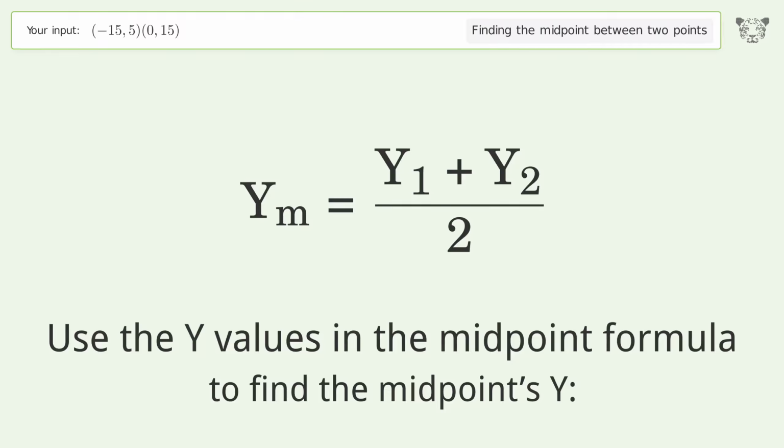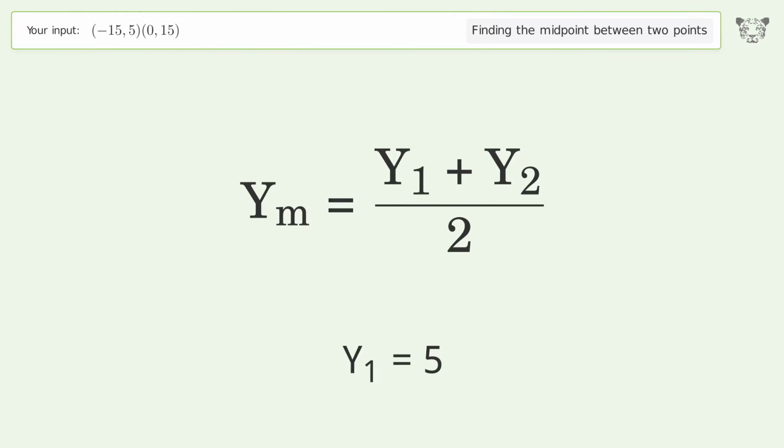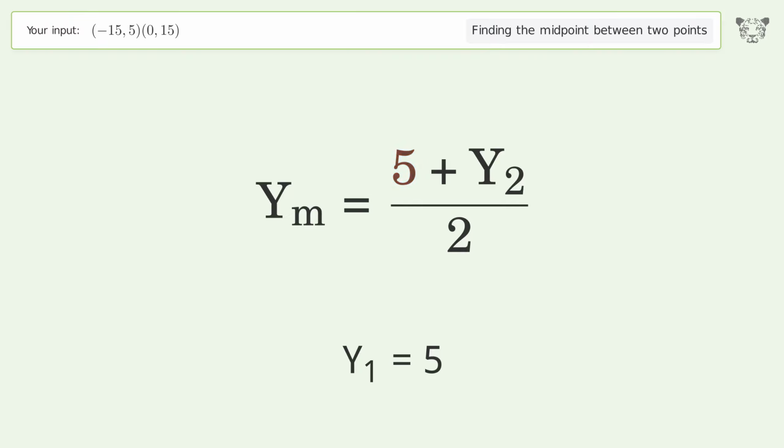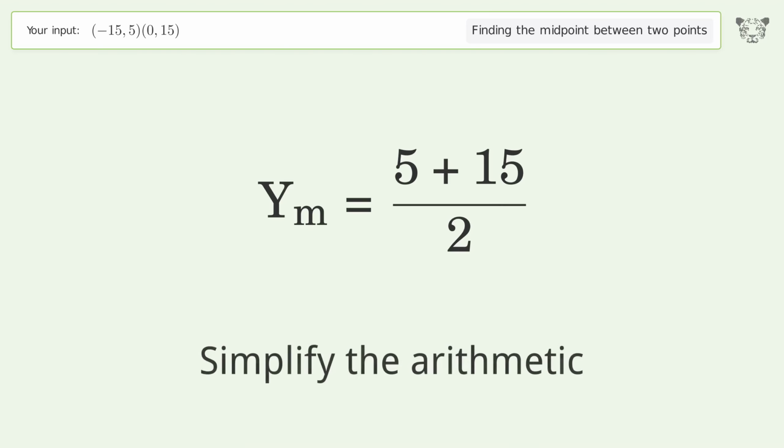Use the y values in the midpoint formula to find the midpoint's y. y1 equals 5. y2 equals 15. Simplify the arithmetic.